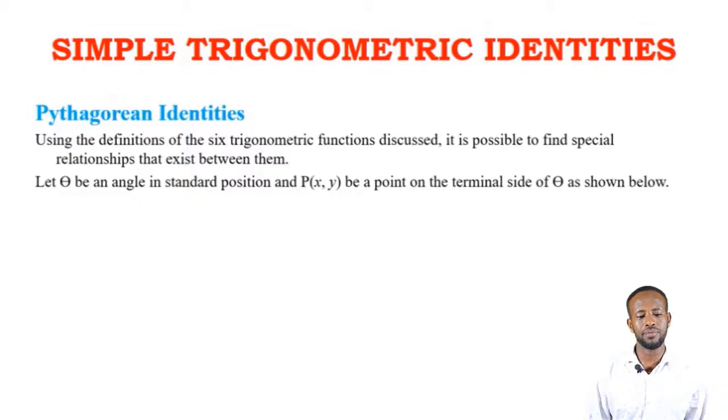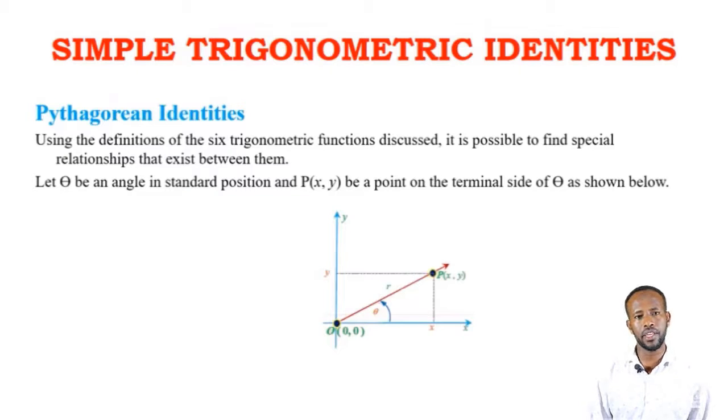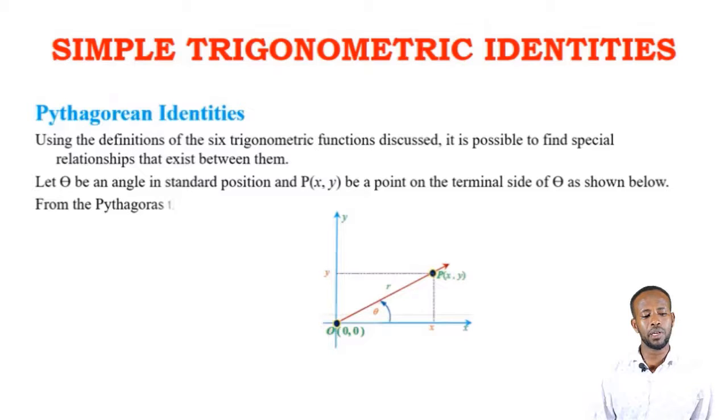As shown below, we see from the figure here, we have angle theta in standard position. Also, we have OB as the terminal side. So, as before, we have opposite, adjacent, and hypotenuse. Using this, we may say from the Pythagoras theorem, we know that... What do you remember from the Pythagoras theorem?